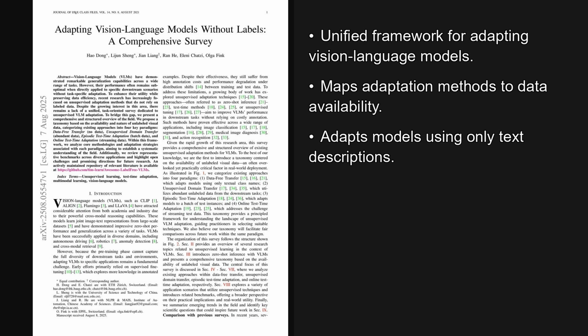Wrapping up, this survey provides a fantastic roadmap for adapting vision language models without labeled data. The key takeaway is its clear taxonomy, which organizes the field based on data availability from no data at all to a continuous stream. This framework really helps make sense of this rapidly evolving area.